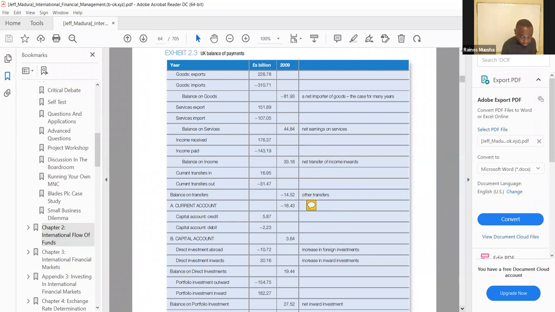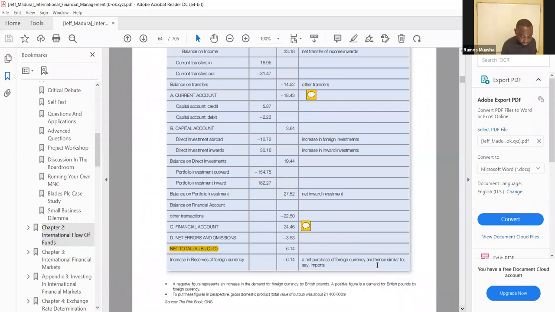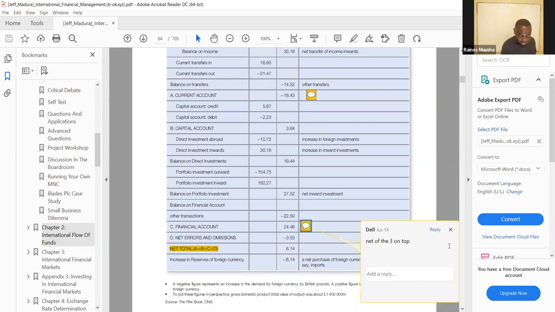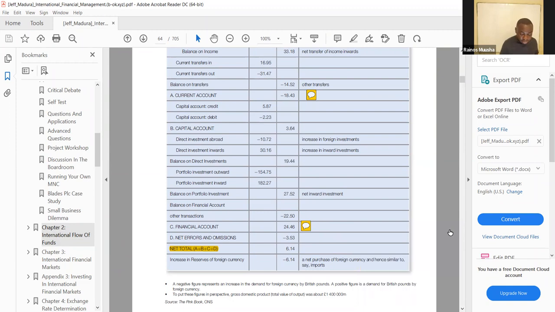Then we also look at the capital account as well. When you look at the capital account, which is also referred to as the financial account, they are giving us a positive amount in this case, which means that the financial account is in surplus.